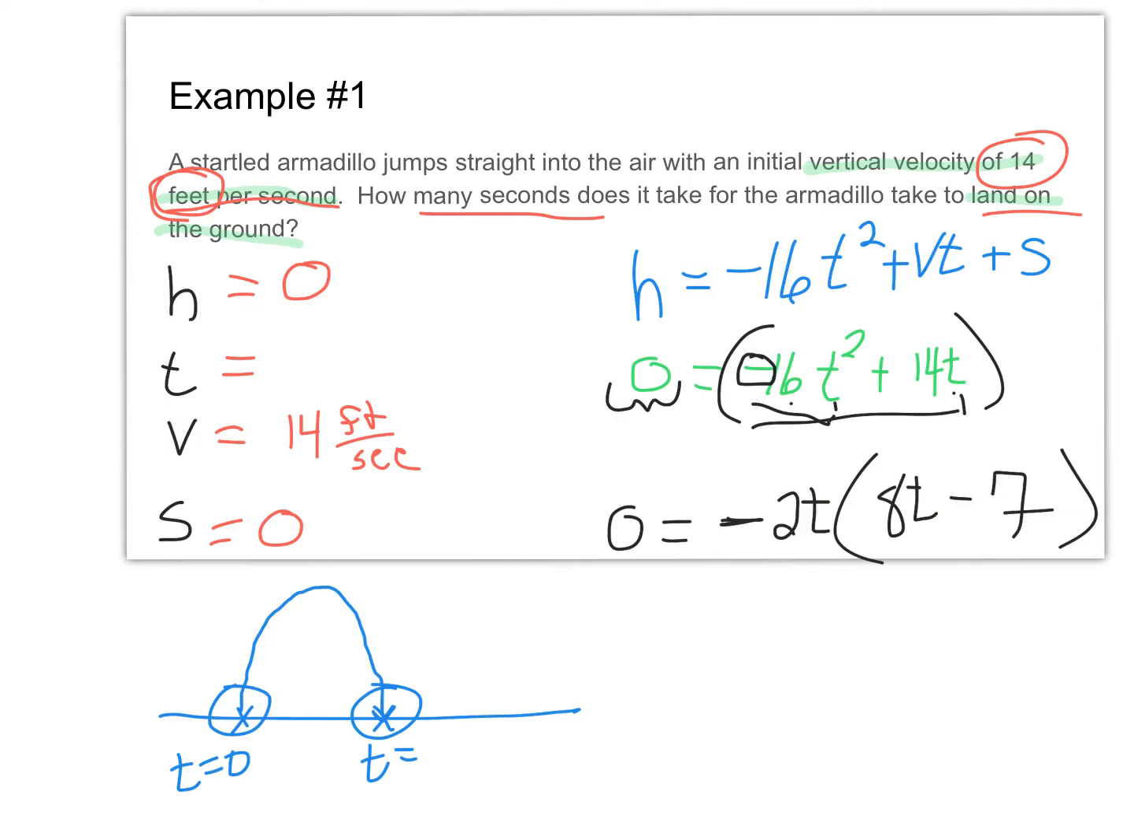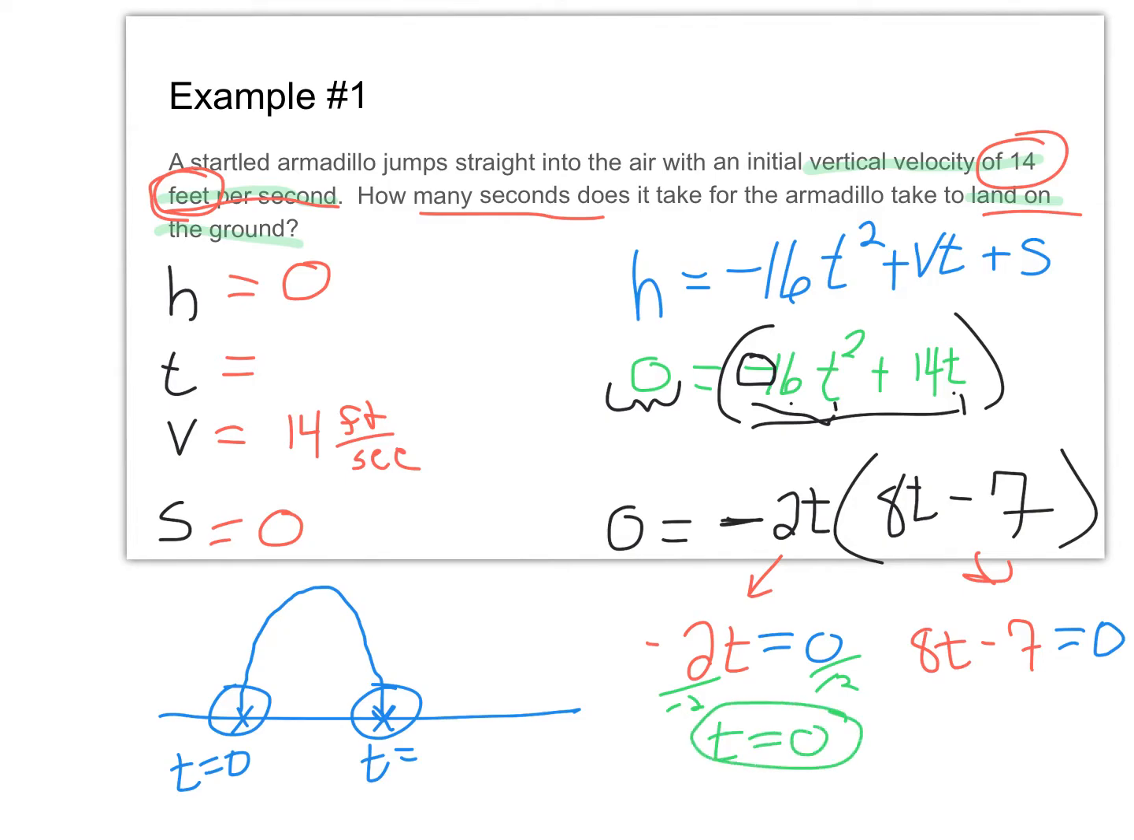Now I can't factor anymore, so we're stuck there. My next step, remember, is to pull the pieces apart: negative 2T and 8T minus 7. Set the pieces to zero, and now solve this. Here, I'm going to divide by negative 2. So T is equal to zero, which we already knew. That was, again, this point right here. We already called that. T equals zero is going to be one of the answers.